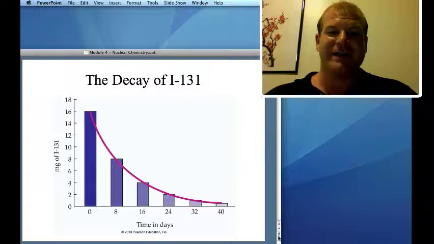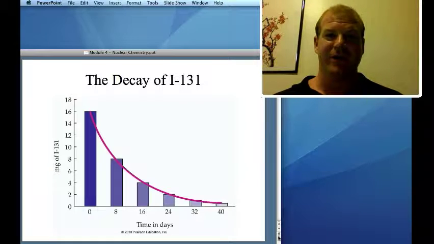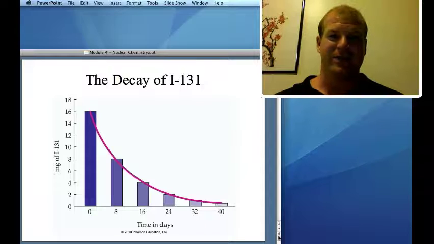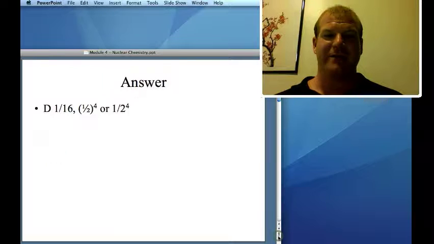That means after 8 days, you have half the sample. After 16, you have a quarter, and so on and so forth. And that's why the iodine-131 from the Fukushima nuclear event had decayed so quickly, because of the short half-life. And so what happens after 4 half-lives? It's a half times each one, so there's only 1/16 left after 4 half-lives.